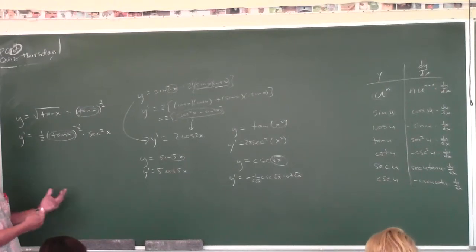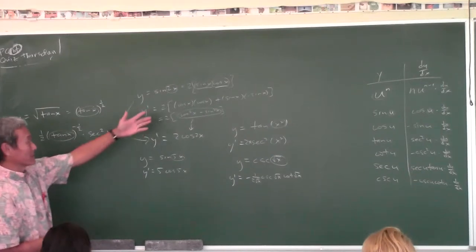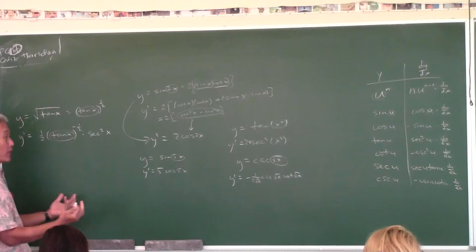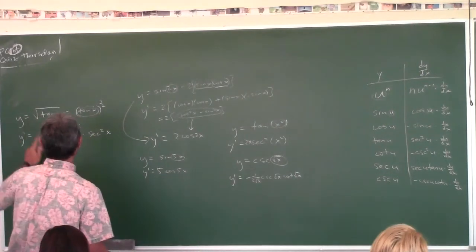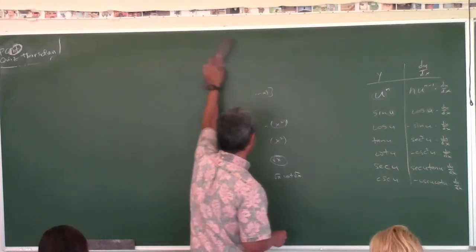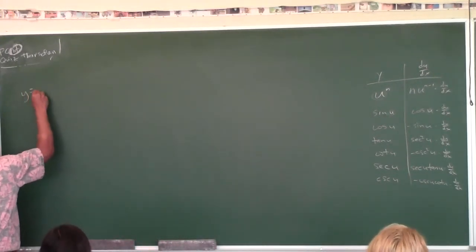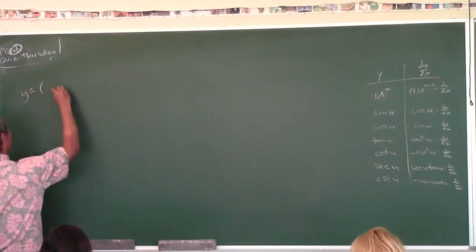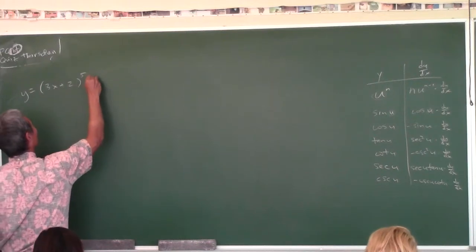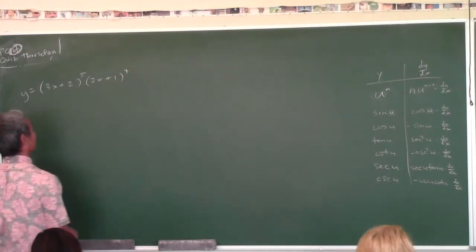So do we have the basics down? Now we can kick it up a notch. These are just the basics. We're just regurgitating what's on this list. But now we have to use these within other problems. So let's kick it up a notch. What if you have something like this, and you will? This is the next quiz. This is probably the first problem. 3x plus 2 to the 5th power times 2x plus 1 to the 4th power.